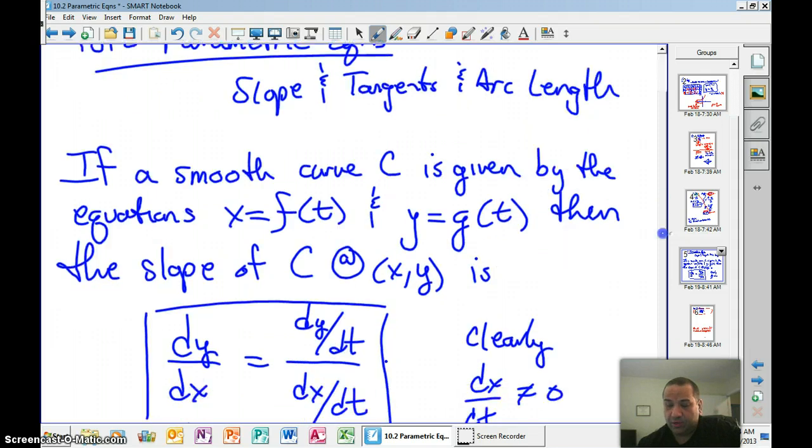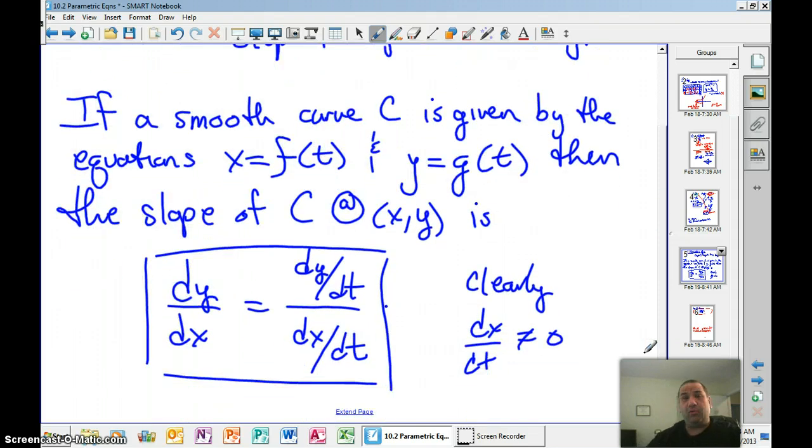The slope or the derivative at point x, y is the derivative of the y's up top, derivative of the x's on the bottom. So if you have a parametric equation where x equals something with t, y equals something with t, take the derivative of the y's up top, take the derivative of the x's on the bottom. That's it. All right, I think we can show one.